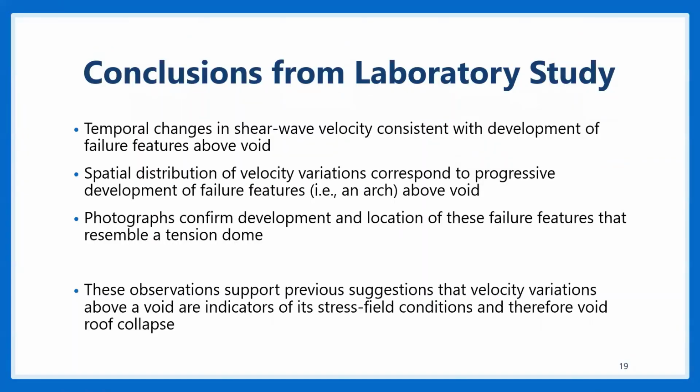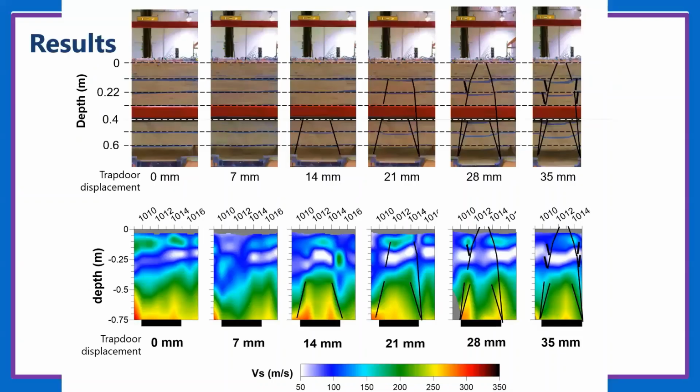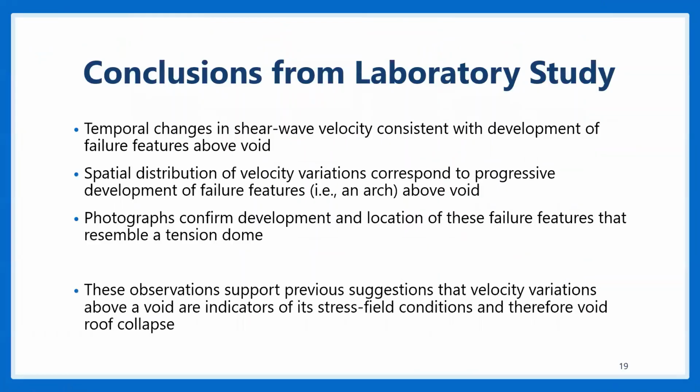So what does all this mean? Now, we believe that these changes in shear wave velocity, so the changes I'm showing you here, where you have these decreases and increases in velocity as you move the trapdoor downwards, we believe that those are consistent with the development of failure features above the void or the trapdoor. And I believe that is also consistent with the images that we saw.